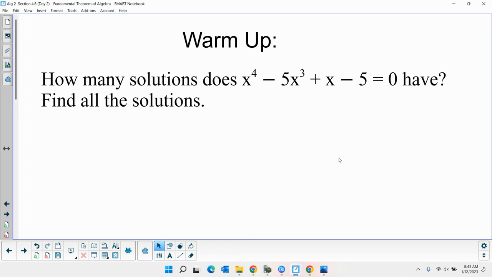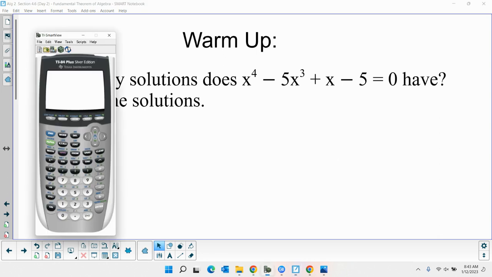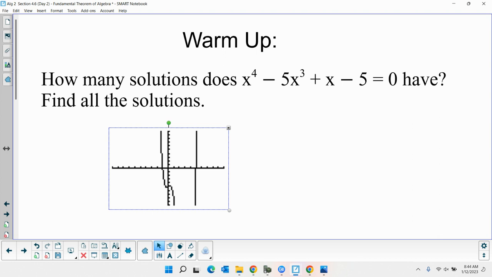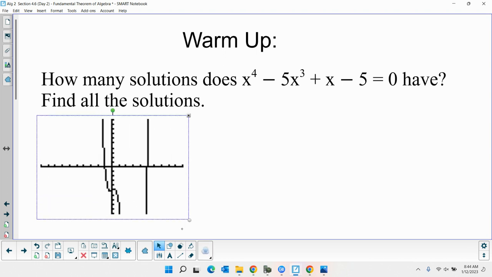All right. So since it's a quartic polynomial, to the fourth power, we've got 4 zeros we're looking for. So we're going to put it in our calculator and see if we can see all 4 of them. x to the fourth minus 5x to the third plus x minus 5. All right. So I only see 2. That means we're going to have to do some work to find the other 2.